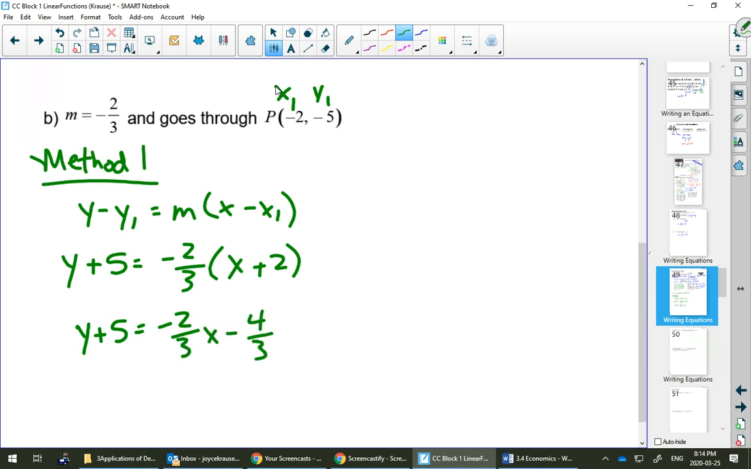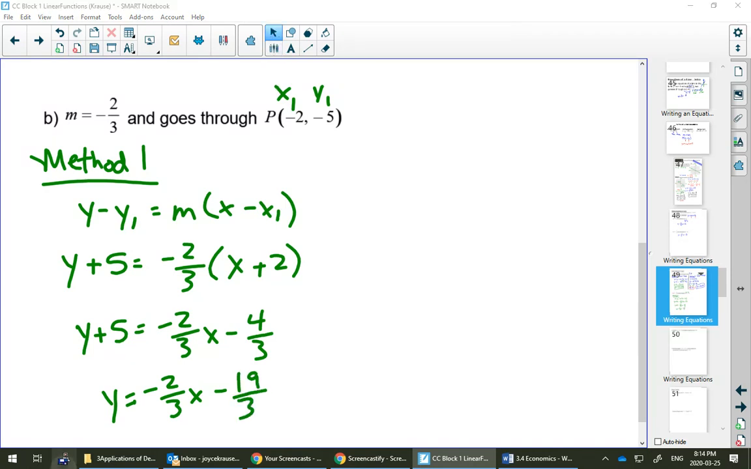Now, quite often you're going to be seeing fractions as we work through this lesson. Use your calculator to your advantage. Plug in the questions if you're not sure. If you didn't know that -2/3 times 2 is -4/3, then use your calculator, use the math frac to help you out. So y is going to equal -2/3 x minus 4/3 minus 5 is going to leave us with a -19/3.